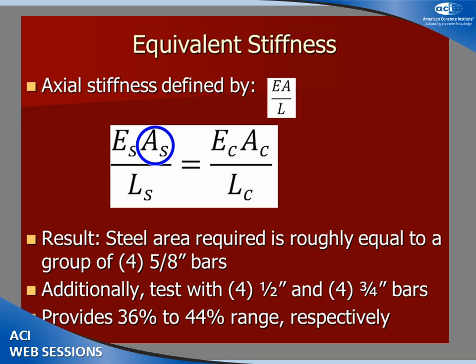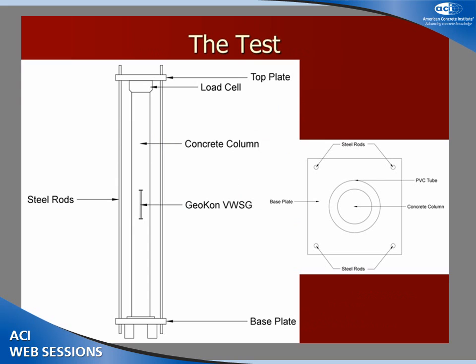In order to bracket the problem and achieve some spread and evaluate sensitivity of the setup to change in stiffness, test frames were also constructed with 4 1/2-inch rods and 4 3/4-inch rods. So this provides a spread of basically 44% stiffer than the theoretical midpoint and 36% softer than the theoretical midpoint.